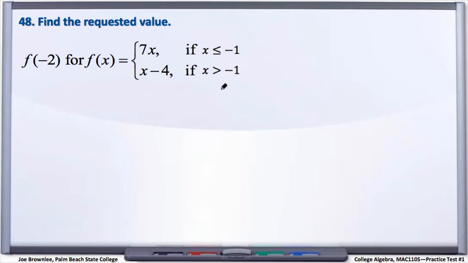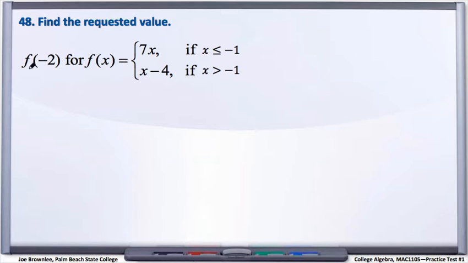So we're only going to be using one piece of this function to find the requested value, and that piece that we use is determined based on the domain restriction, right? Because this part of the function exists only when x is less than or equal to negative 1, and this part of the function only exists when x is greater than negative 1. So let's go ahead, return back here to see what they want us to evaluate.